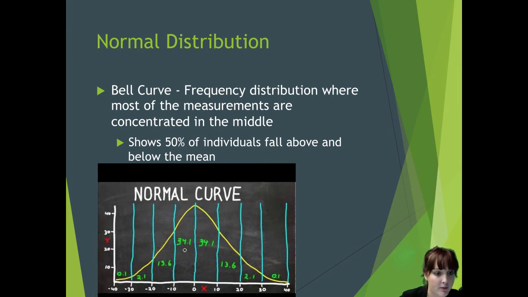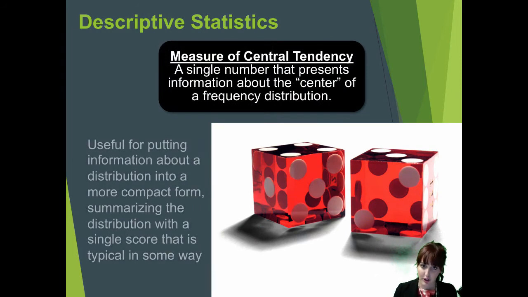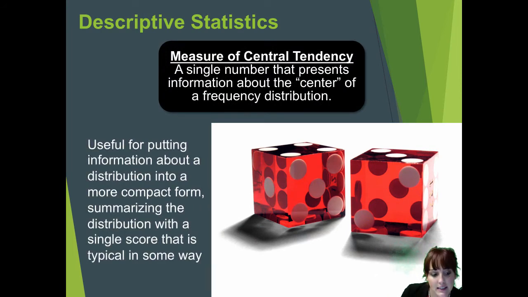So, food for thought. But this shows that 50%, half of the people, so in your case there's 40 of you in the class, 20 of you will fall above that average and 20 of you will fall below that center line. In a normal distribution, all measures of central tendency are the same. So the mean, the median, and the mode are all the same. And these are all three measures of central tendency that we will discuss.